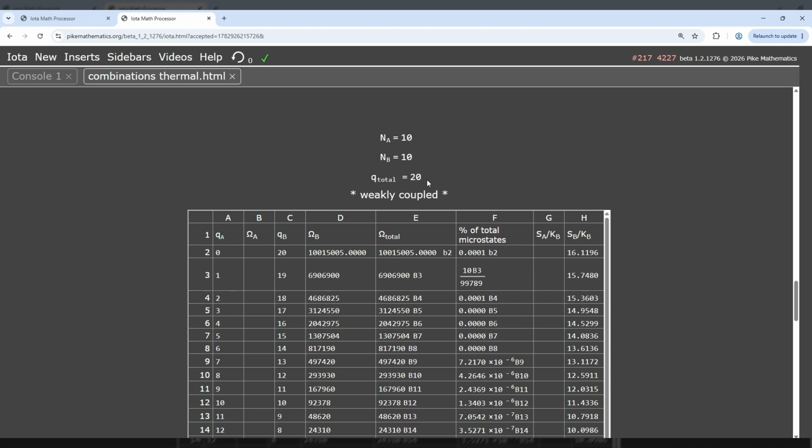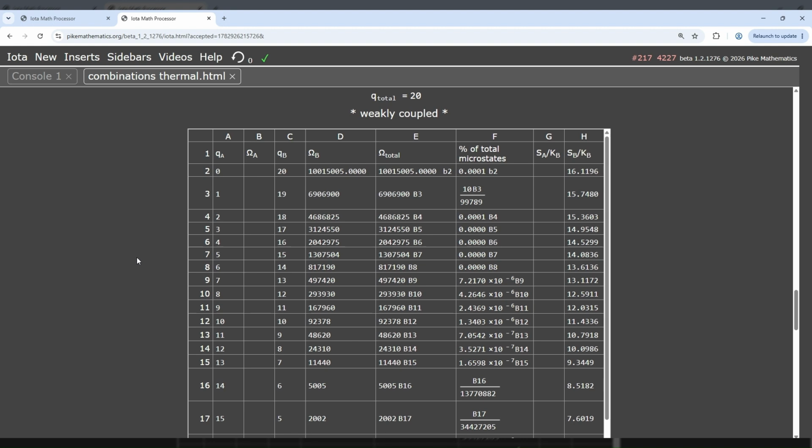Schroeder notes that these solids are weakly coupled, and that allows for heat to flow from one solid to the other. Now, the big question is how many microstates are there in this system? Another way of saying that is how many different ways are there to arrange these 20 energy units into these solids? To tackle this, I've created this table in Iota.